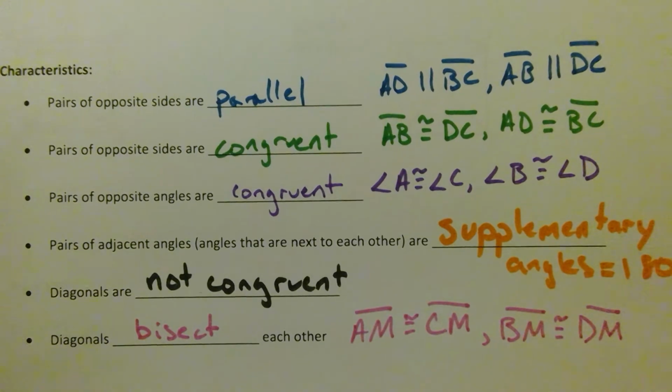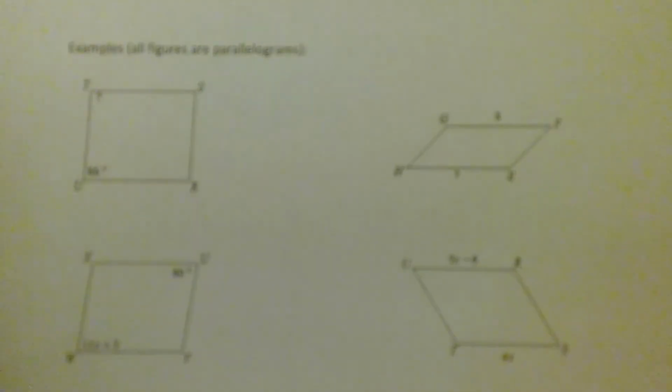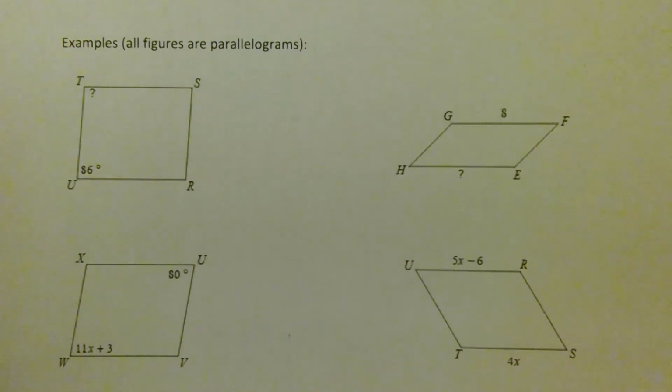Okay, so we're going to go ahead and move on to some problems now. And these problems are all going to depend on knowing these 6 characteristics that we just went through. Okay, so let's go ahead and work out a few problems. So in these problems here, we're going to just say already that all the figures are parallelograms. Okay, so let's go ahead and work through these.